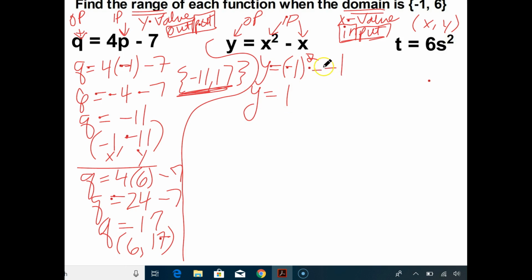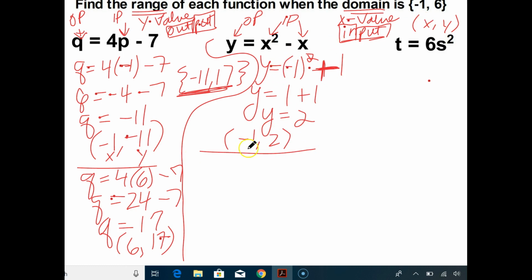Double negatives mean take away a negative. I call these the twins. We make them Siamese by joining them together. So I'm really saying 1 plus 1. 1 plus 1 is 2. So when my input is -1, my output is 2. This time you see your x and your y. So the ordered pair would be (-1, 2).